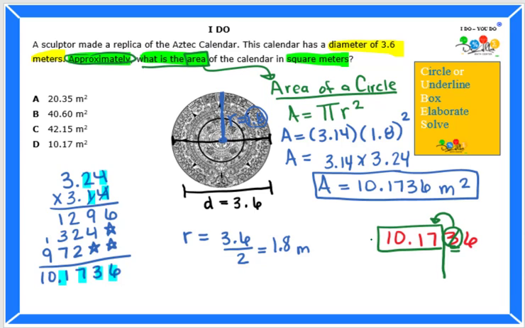So we're going to put 10.17 and I find my answer. It's D, 10.17 squared meters. So I select D as my correct answer.